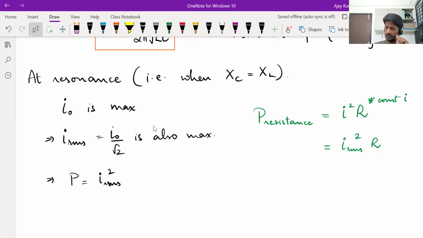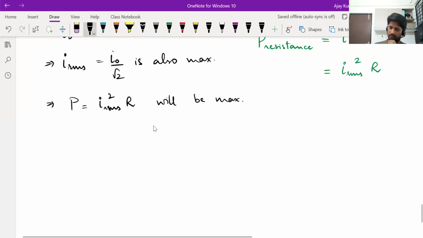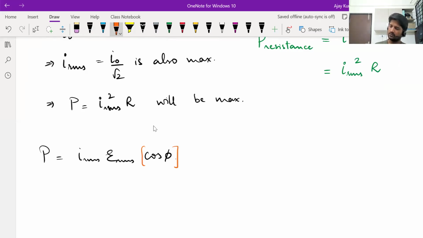I RMS squared into R will be maximum. And last class we derived one formula for power dissipated. We wrote it as I RMS E RMS cos phi. This term cos phi is called power factor.